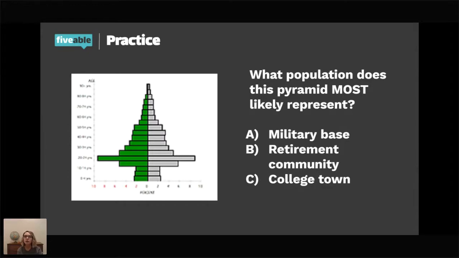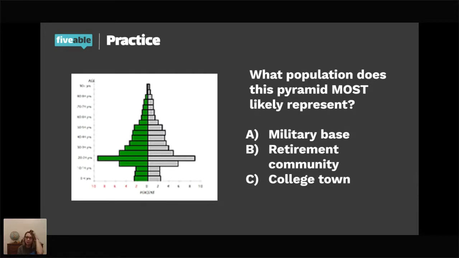C, college town. Awesome. We have a big anomaly in this pyramid, right? We've got these two bars that jut out way further than anything else, and they jut out in the age 20 to 24 range, which is typically your college age kids. In a college town, you do have to remember.